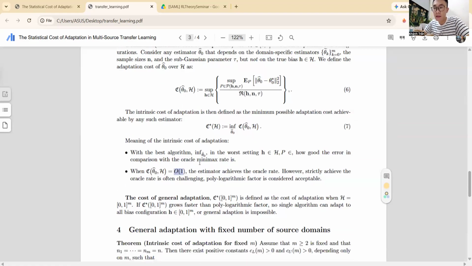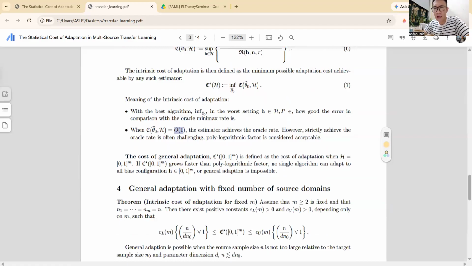Yeah, so with that, we have another definition of general adaptation. General adaptation means we don't know any information about the bias configuration. So in that case, the capital S, the set of bias configurations, is equal to the set of all bias configurations in the space from 0 to 1. The C star of 0 to 1 is defined as the cost of general adaptation.